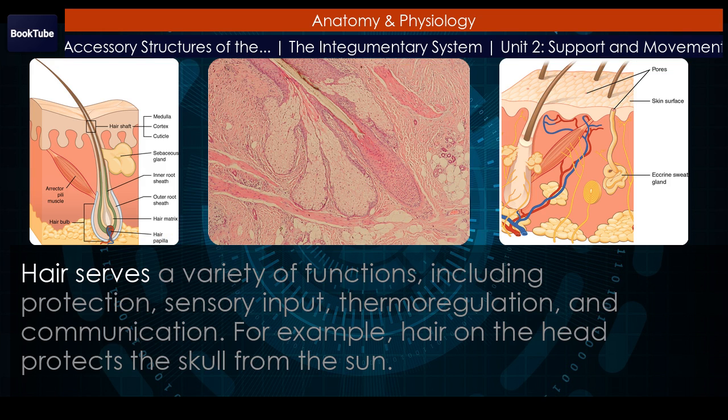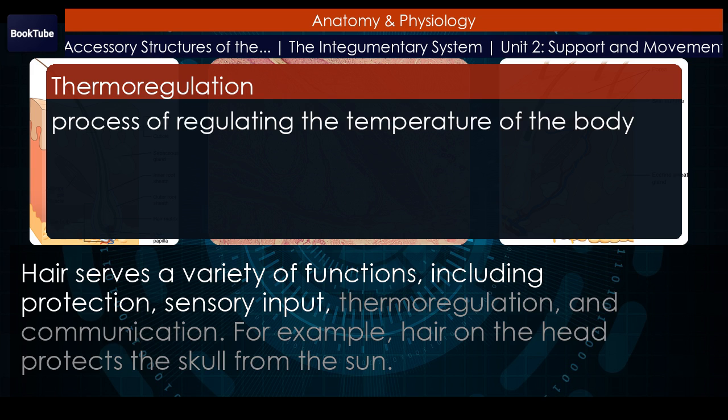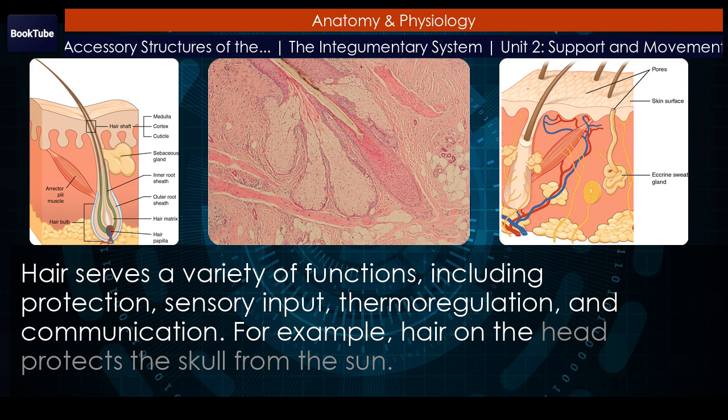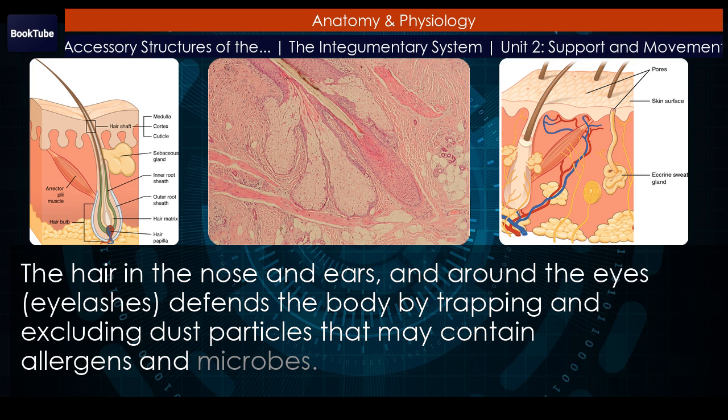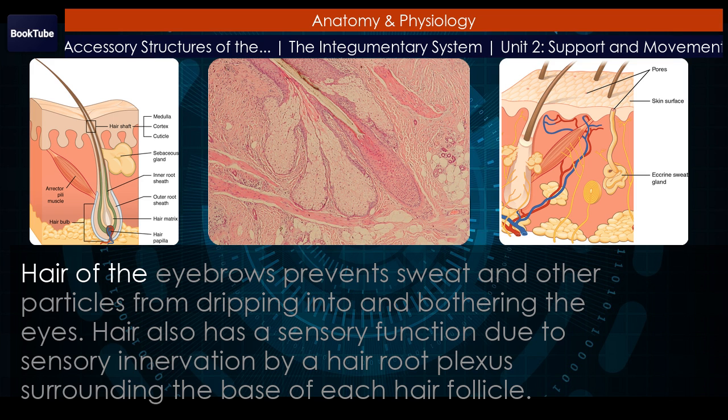Hair serves a variety of functions, including protection, sensory input, thermoregulation, and communication. For example, hair on the head protects the skull from the sun. The hair in the nose and ears, and around the eyes, eyelashes, defends the body by trapping and excluding dust particles that may contain allergens and microbes. Hair of the eyebrows prevents sweat and other particles from dripping into and bothering the eyes.